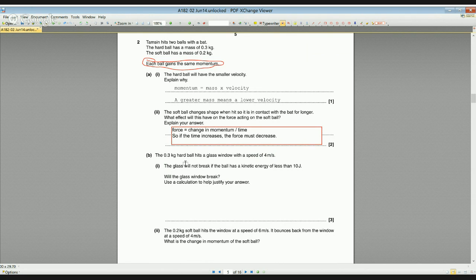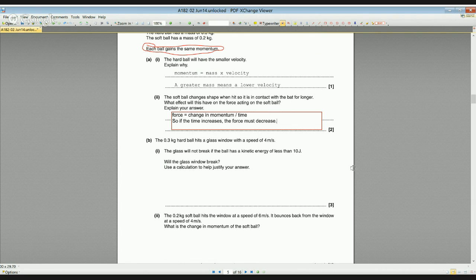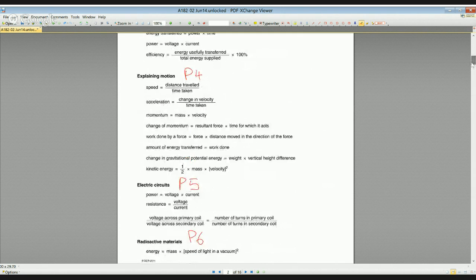The 0.3 kilogram ball hits a glass window with a speed of 4 meters per second. The glass will not break if the ball has a kinetic energy of less than 10 joules. Will the glass window break? Use a calculation to help justify your answer. Again, it's worth looking back at the formula sheet here for P4 and finding something that's going to be relevant to kinetic energy. And here we have kinetic energy equals half multiplied by mass multiplied by velocity squared.